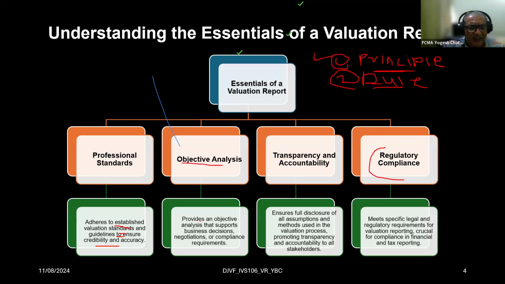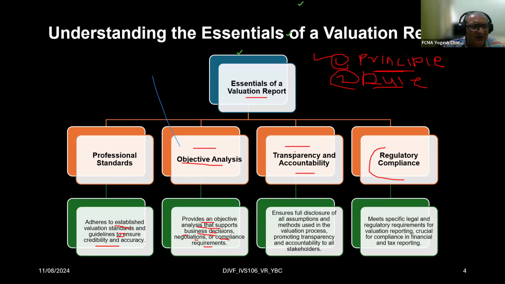Then objective analysis: provide an objective analysis that supports the business decision, negotiation, or a compliance requirement. For compliance requirement, valuation under Ind AS, Indian Accounting Standards, for the purpose of financial reporting. Negotiation: major purchase and sale transactions, mergers and acquisition transactions. Business decision: that may be for the purpose of acquisition or the purchase of an asset. All these are objective analysis, which is part of the valuation report.